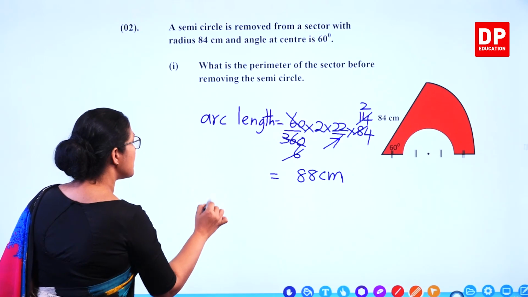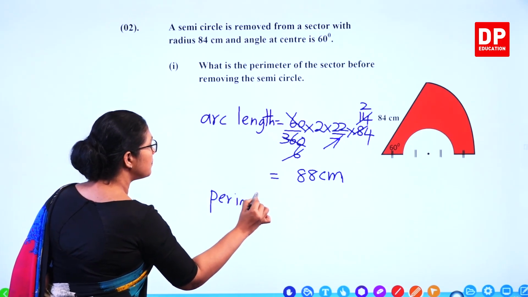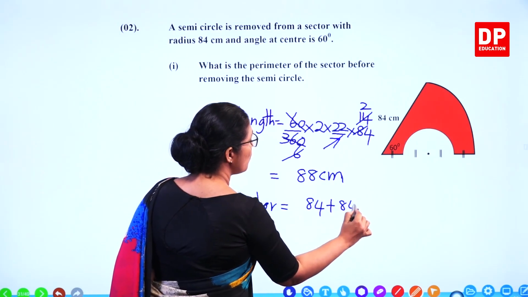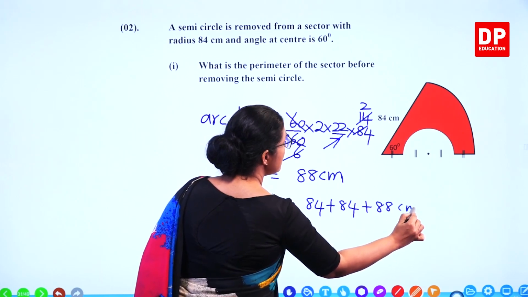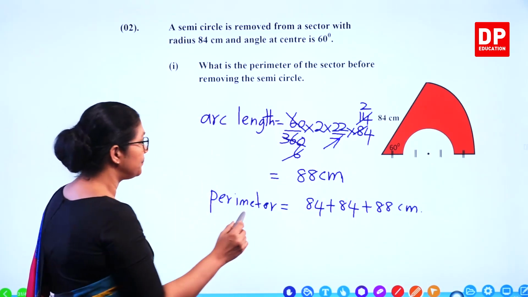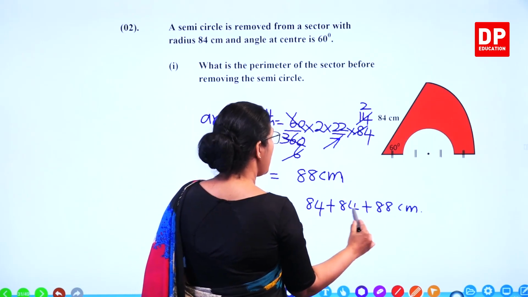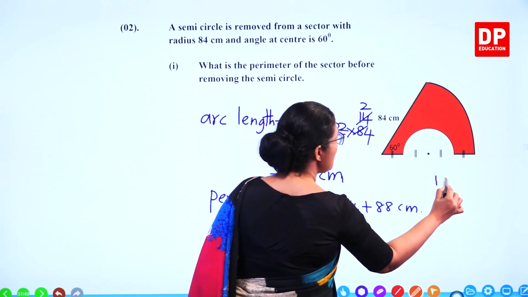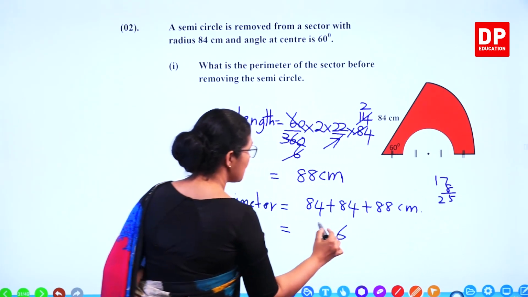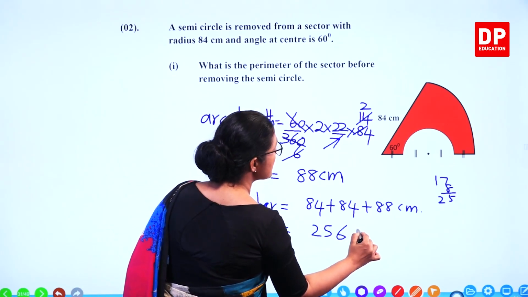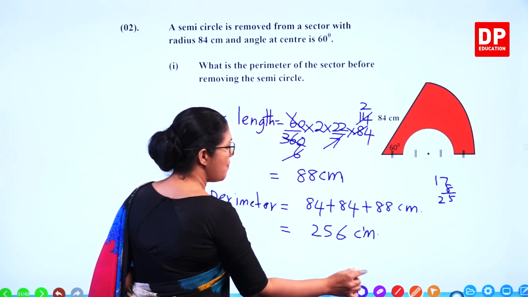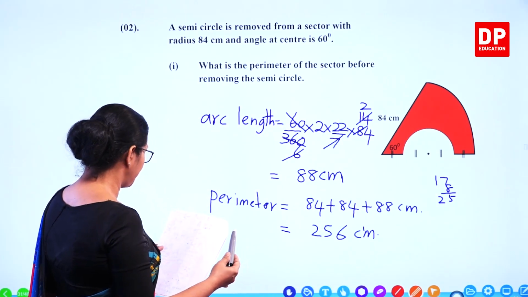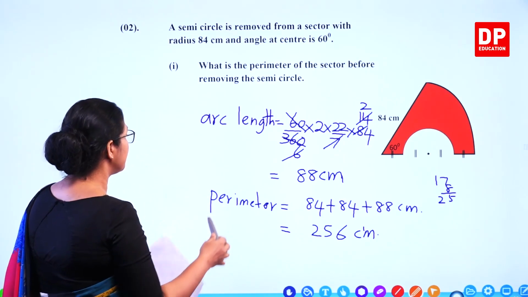Now what's the perimeter? Perimeter becomes 84 and another 84 and 88. This is before removing the semicircle. 8, 8, 16, 9 plus 8, 17. 17 plus 8, 25. So 256 centimeters is the perimeter of the sector before removing the semicircle. You get 2 marks for that.